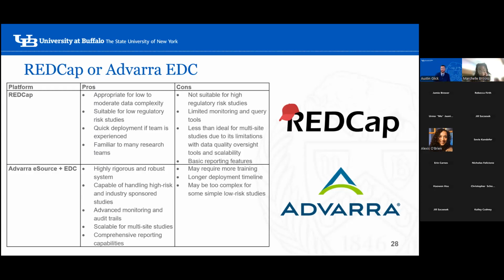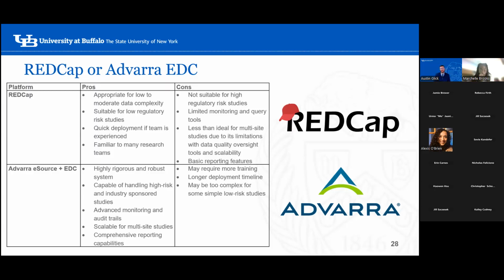And then there are some basic reporting features, but not the super in-depth reporting features that you can find in other EDCs. REDCap is overall a great tool, fantastic for most of the research that does occur at UB. But for larger studies and higher regulatory risk things, you want an EDC that's rigorous and can handle those types of things.